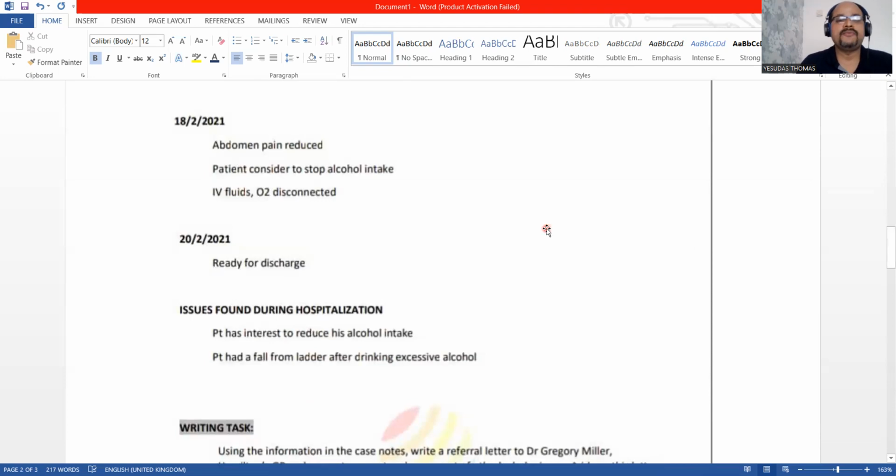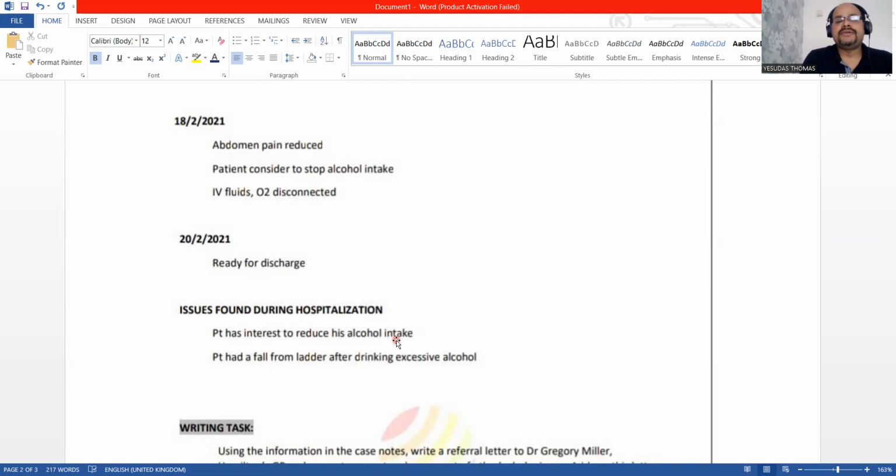Now, on 18th February, what we can see is a positive sign of the treatment: abdominal pain reduced. Now the patient considers stopping alcohol intake. Now he's willing to stop alcohol. IV fluids and oxygen were disconnected, and the patient is ready for discharge on 20th. That's today. Now, issues found during hospitalization, this is another thing here. Patient has interest to reduce his alcohol intake. During our hospitalization, this was the positive thing that we can see here. It's not actually an issue.